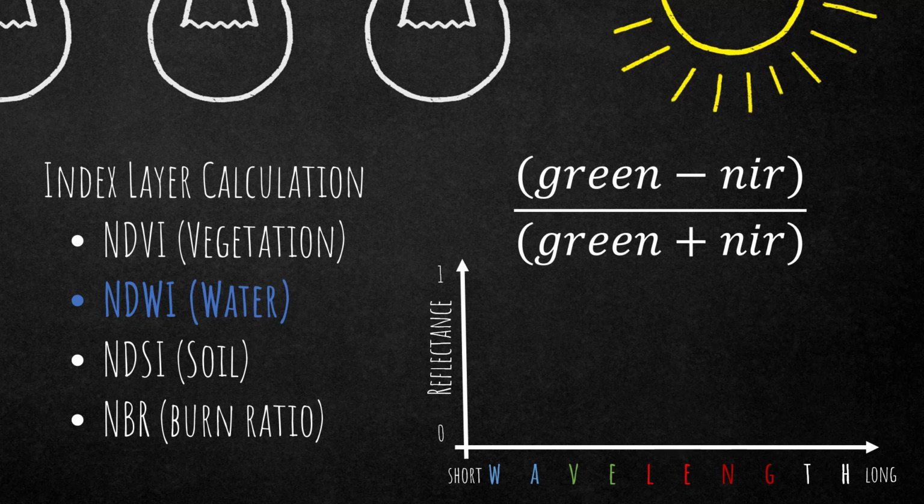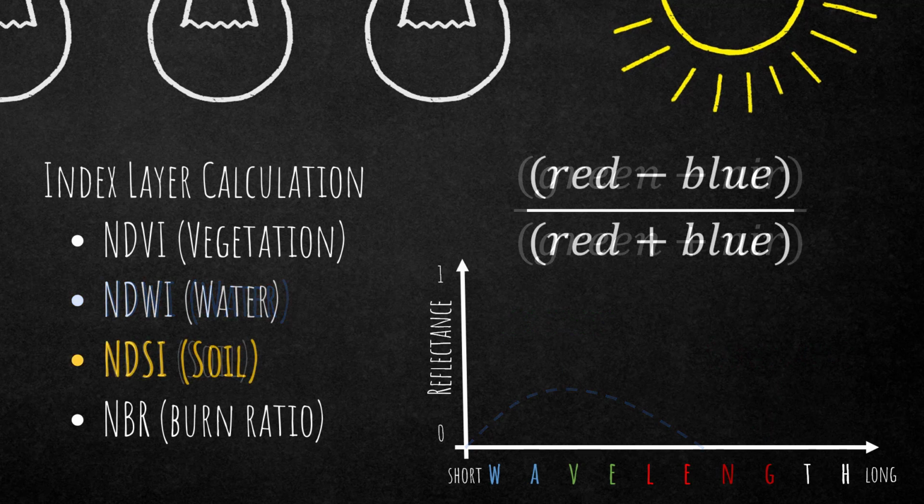NDWI for water, the formula looks different. Green and near are used to calculate the NDWI. And here you also see the spectral signature, which actually makes clear why we use these two bands for this index. So you see a higher reflectance in green and no reflectance in near, because water absorbs all near infrared waves, right? So it's usually black, and that gives you nice values to classify water. I'm gonna have a look at that in a second.